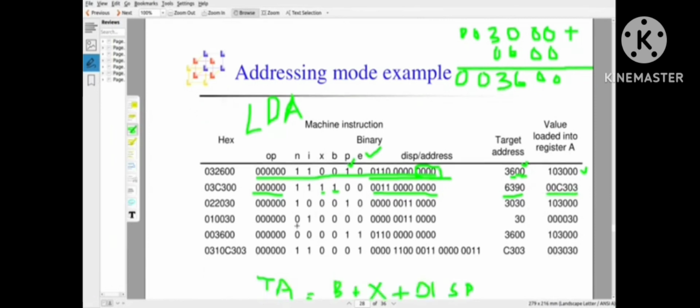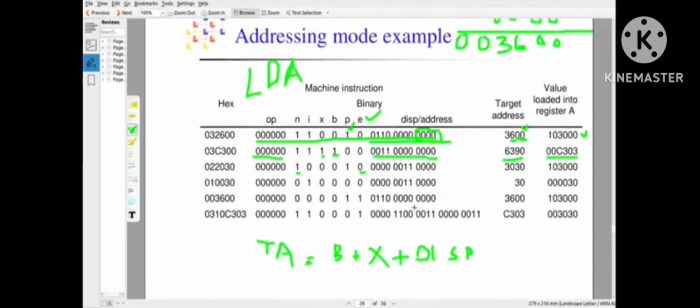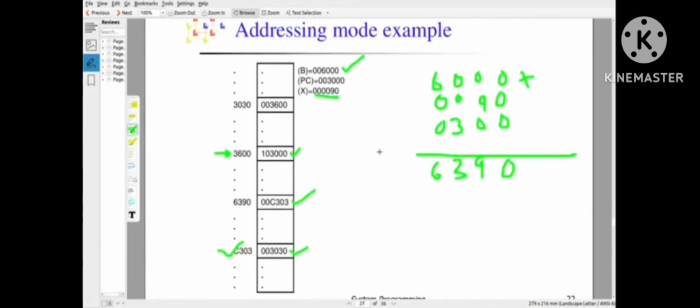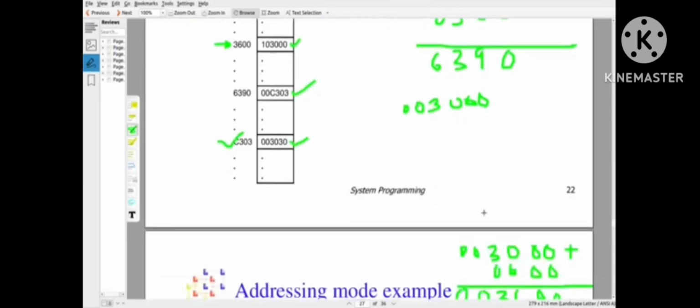The next one is n is equal to 1 and e is equal to 0. So format 3 but indirect addressing mode. Look at here, this is very important. In this case the displacement is 0, so p is also 1. So the program counter value we need to check. Program counter is 0, 0, 3, 0, 0, 0.